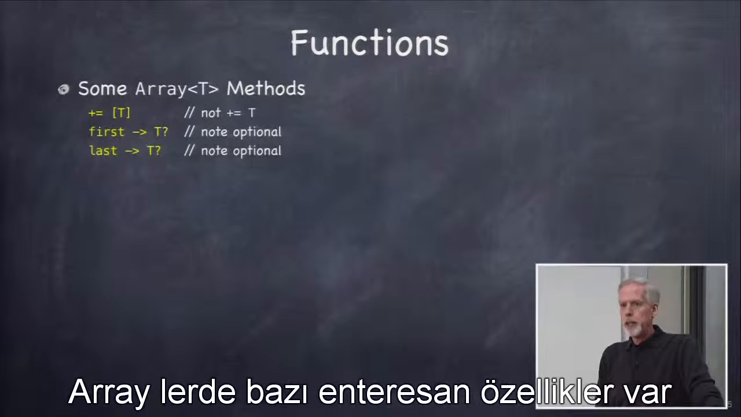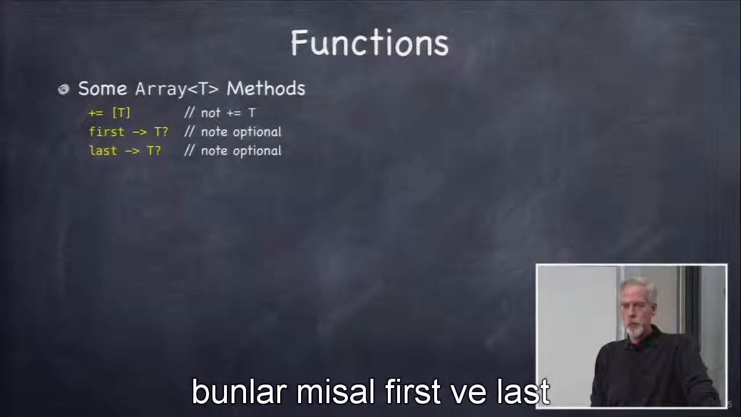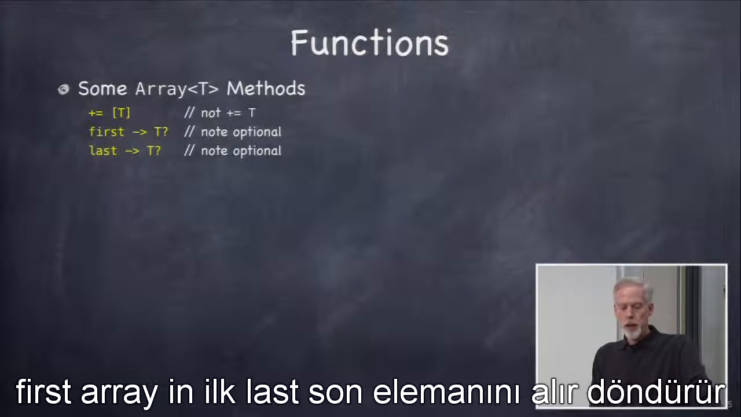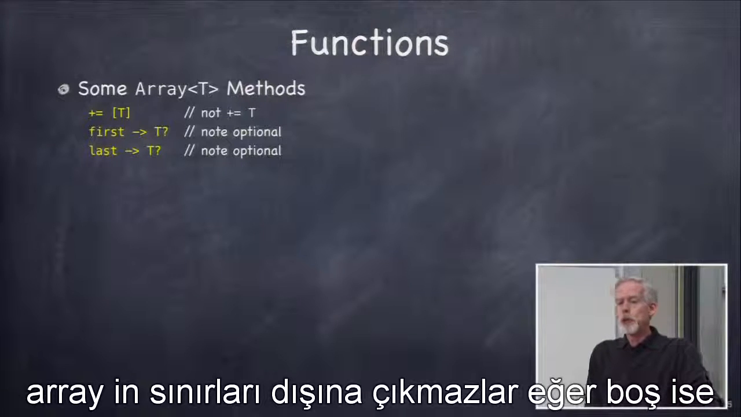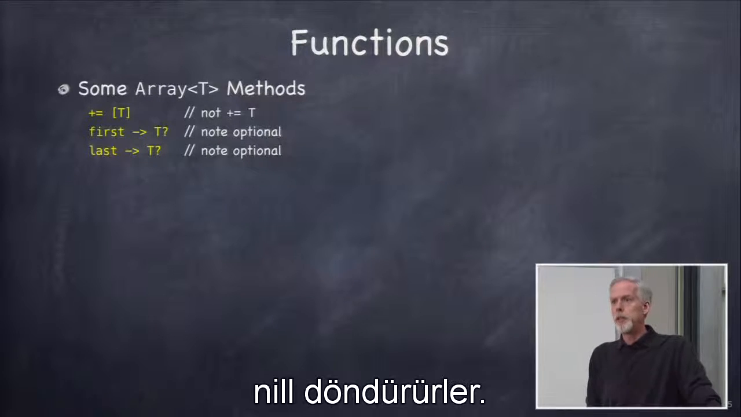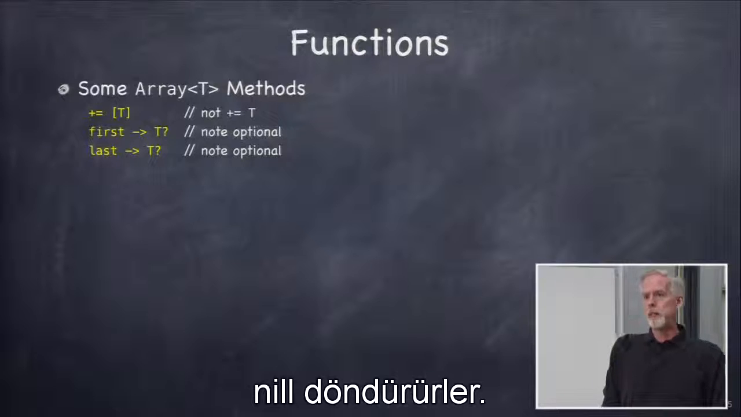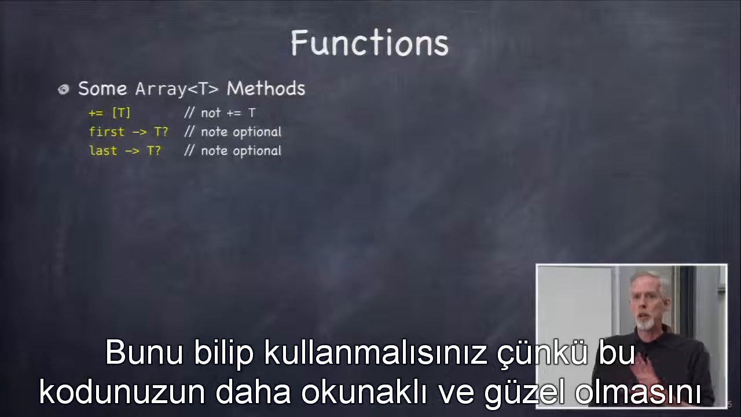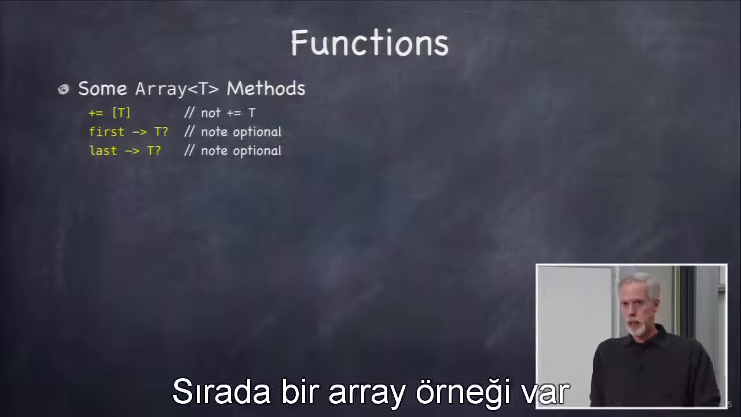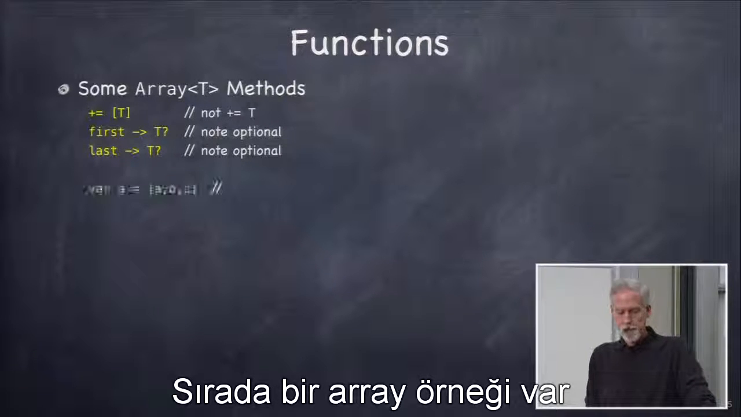There are a couple of interesting properties in Array, first and last, that will return the first or last item in the array. What's interesting about them is that they return an optional. So they don't do array index out of bounds. They'll return nil if your array is empty. Okay? So you should know about these because they can make your code read really nicely sometimes.